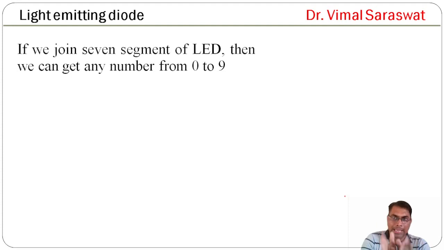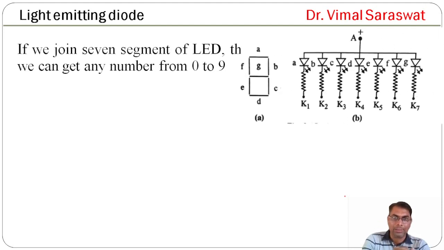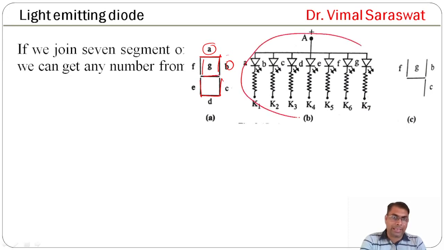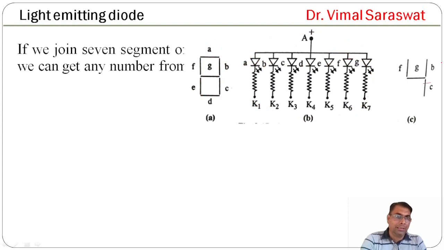If we join 7 segments of LED, then we can get any number from 0 to 9. So here we are showing the 7 segment LED. These LEDs are represented by A, B, C, D, E, F and G. This is the connection of 7 LEDs, 1, 2, 3, 4, 5, 6 and 7. So if we connect 7 LEDs, then we can create a 7 segment display, and here we are showing the digit 4.